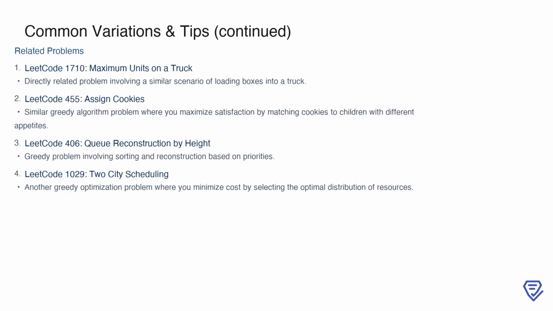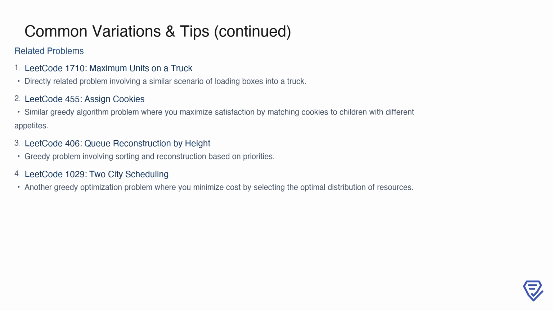To deepen your understanding of this problem, it's helpful to explore related problems that utilize similar techniques. For example, LeetCode 1710, the maximum units on a truck problem, is the direct problem we're discussing here. LeetCode 455, assign cookies, also involves a greedy algorithm where you aim to maximize satisfaction by efficiently distributing resources, in this case, cookies to children.